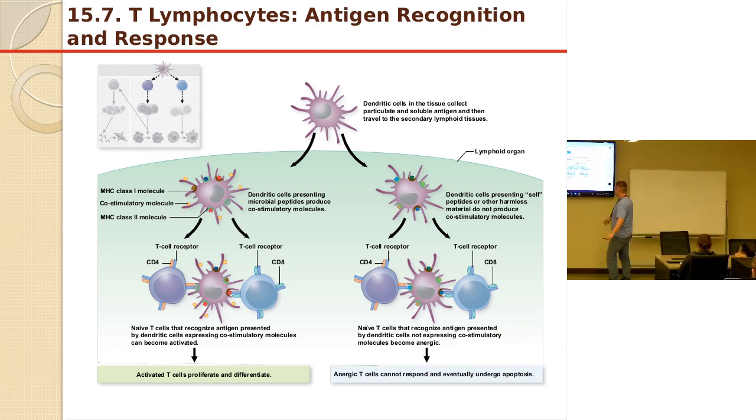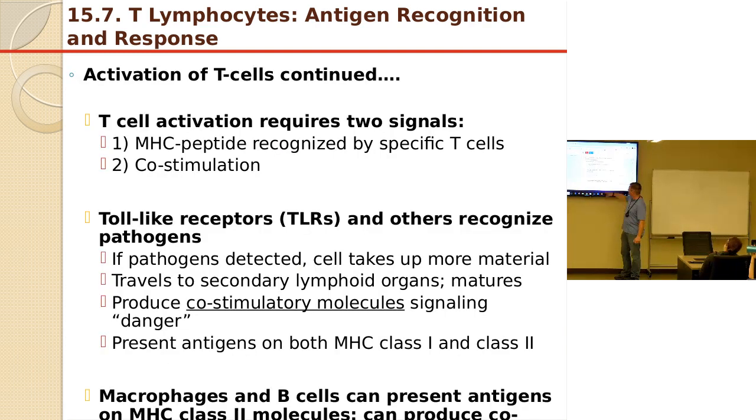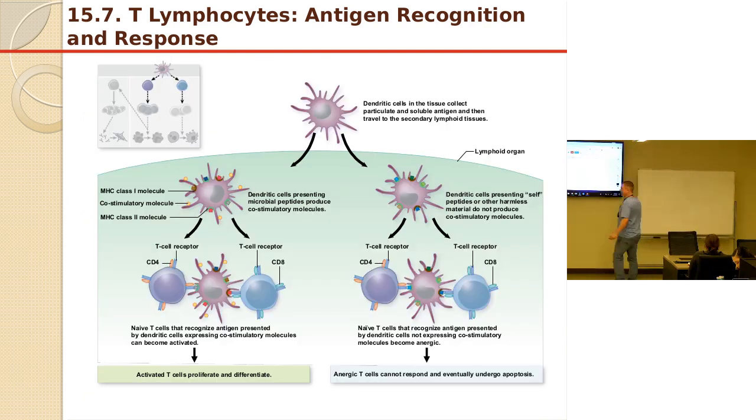Over here, the dendritic cells are recognizing and presenting self-peptides or other harmless molecules. They're not going to get that secondary stimulation. This is why it takes 2 recognitions, right? Going back to the slide before, T cells get activated by 2 methods. It has to recognize the antigen, and then it has to give that co-stimulation. In this case, it's doing both.